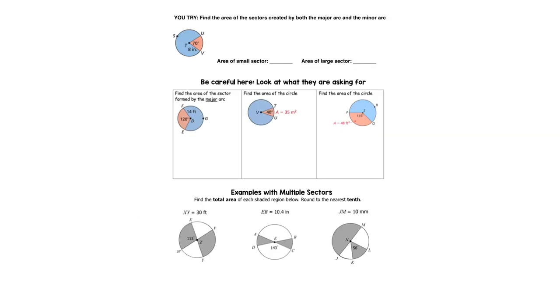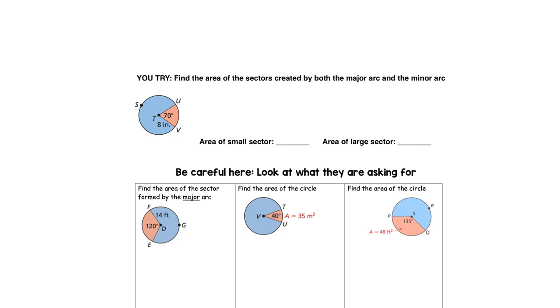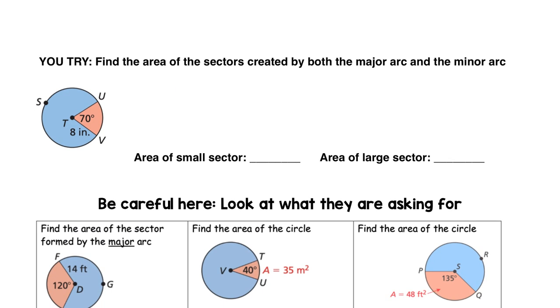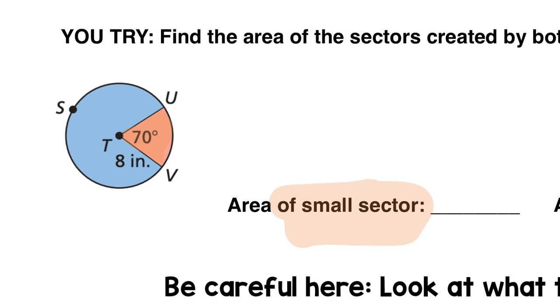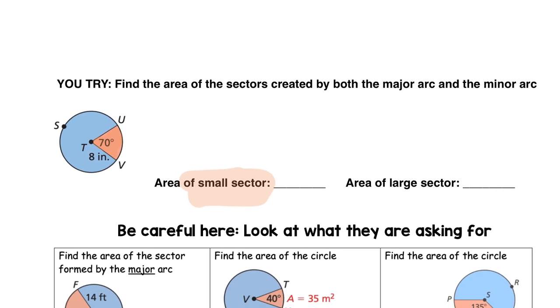Okay, so at the top of this page, we have some you try problems, and I want you to try those. So we can go ahead and pause the video. You are going to find the area of the small sector, which is this piece right here. So on my screen, it's the orange piece. On your screen, I know it's black and white, but it would be this little 70-degree portion. And then you're also going to find the area of the larger sector, which is that blue area over here. So go ahead and try those on your own. You can pause the video, and then once it looks like everybody's done, we can go ahead and press play and get the answers.